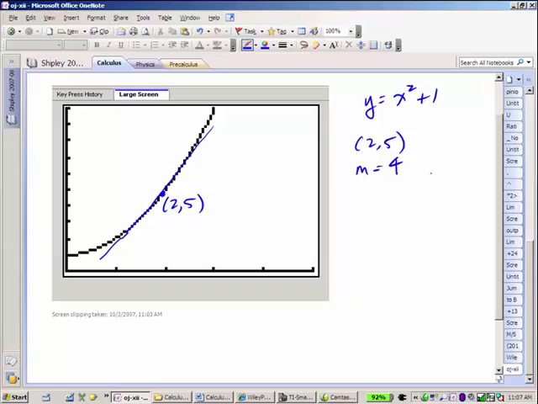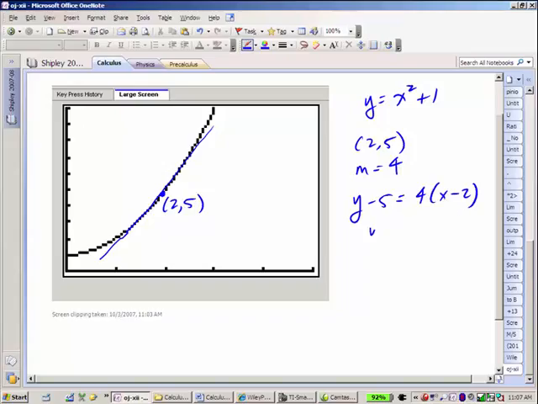Yeah. All right, can we use point-slope form? Yeah. y = 4(x - 2) + 5. And if you wanted to, you could do 4x - 8 + 5. Or if you really wanted to, that's 4x - 3. All right, so check this out.